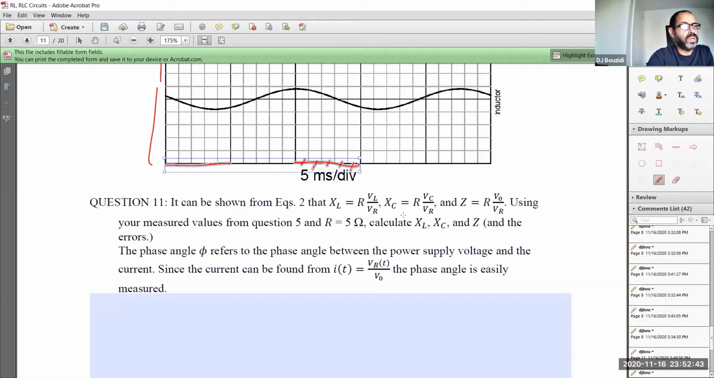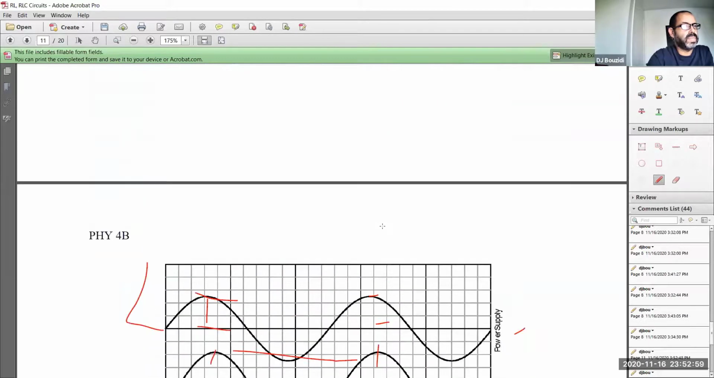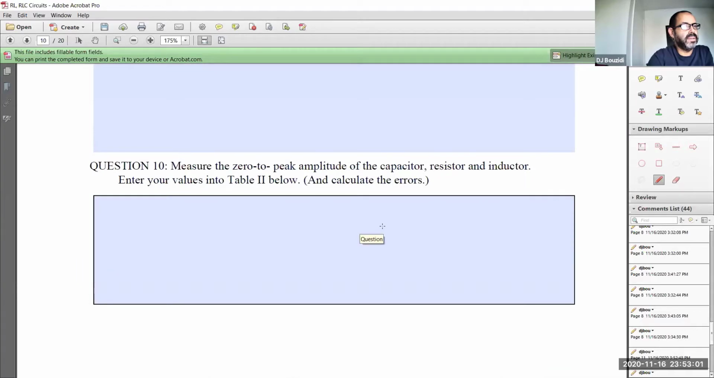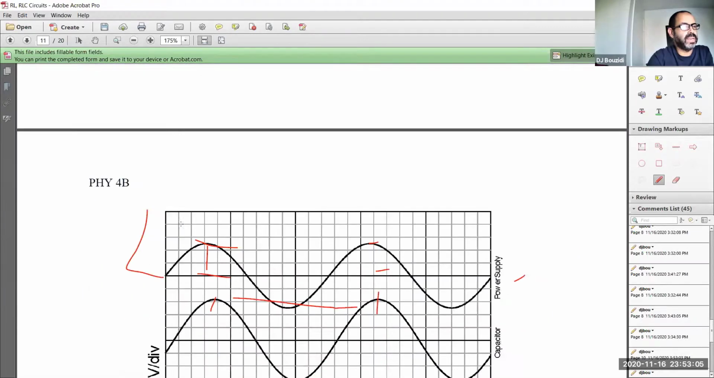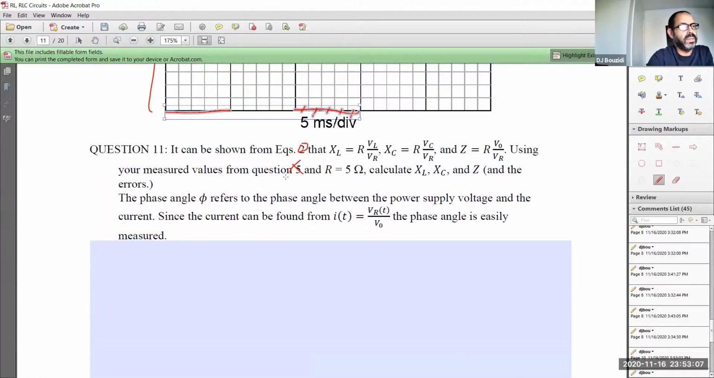So again, it can be shown that equation 2, that XL, no, this is not equation 2. This is a different one. You have XL equals to this, XC equals to this, using your measured values from this step, from question 10, from the previous question. And R equals 5 ohm, calculate XL, XC, and Z.